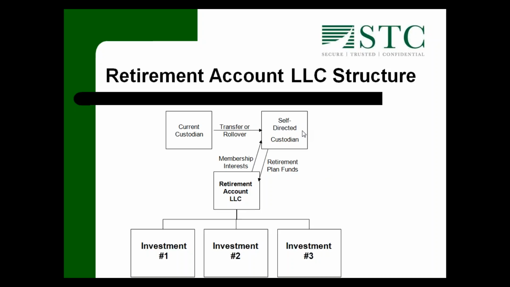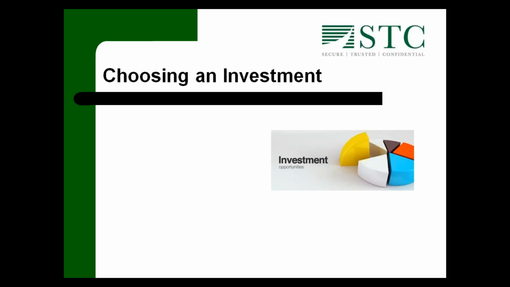Once the monies have been received at the custodian and your LLC setup is complete, then your retirement plan funds move to a bank account that your LLC has access to, and the ownership interest of the LLC moves to the custodian. That's what they hold in their account. And now you're ready to start investing. And here, this retirement account has 3 investments. I haven't enumerated what they are. It could be a variety of things. So that's just a general schematic of how the setup works.